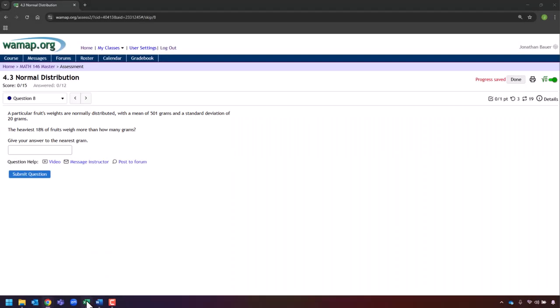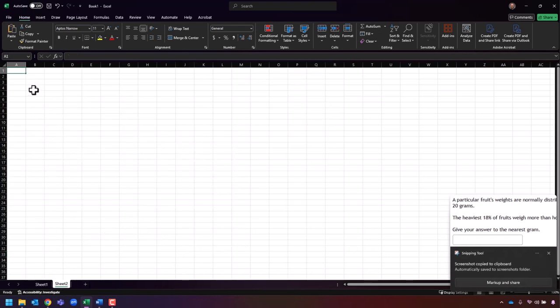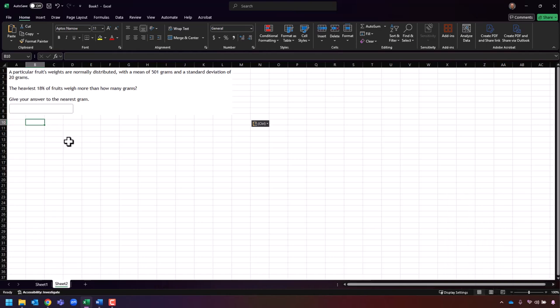So, snagging this, heading over to Excel, start a new one. A particular fruit's weights, they're normally distributed with a mean. Okay, I've got mu, 501, a standard deviation, sigma, 20. And then we're now interested in the heaviest 18%.